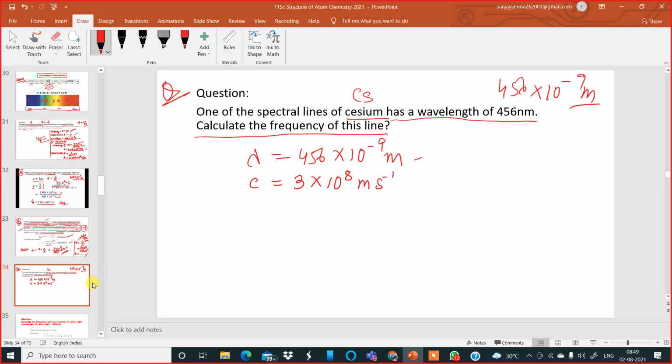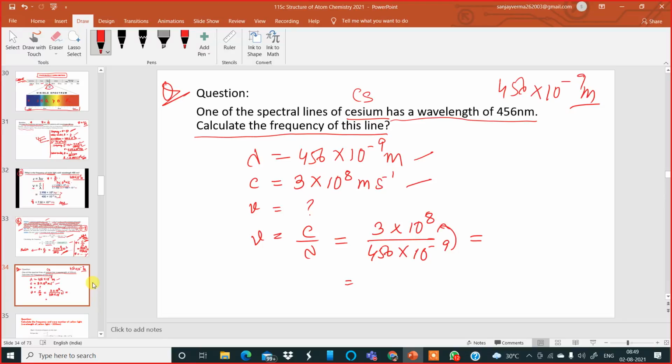Now we know the wavelength, we know the speed of light. So to get the frequency, small v, you can apply the formula: v is equal to c by lambda. Yes or no? So putting the values, 3 into 10 to the power of 8 divided by lambda, and lambda becomes 456 into 10 to the power of minus 9. If you simplify this using a scientific calculator, it becomes 10 to the power of 8 plus 9, 17. So 3 divided by 456, you'll get around 6.6 into 10 to the power of 14 cycles per second, or I can say hertz. That is the unit for frequency.